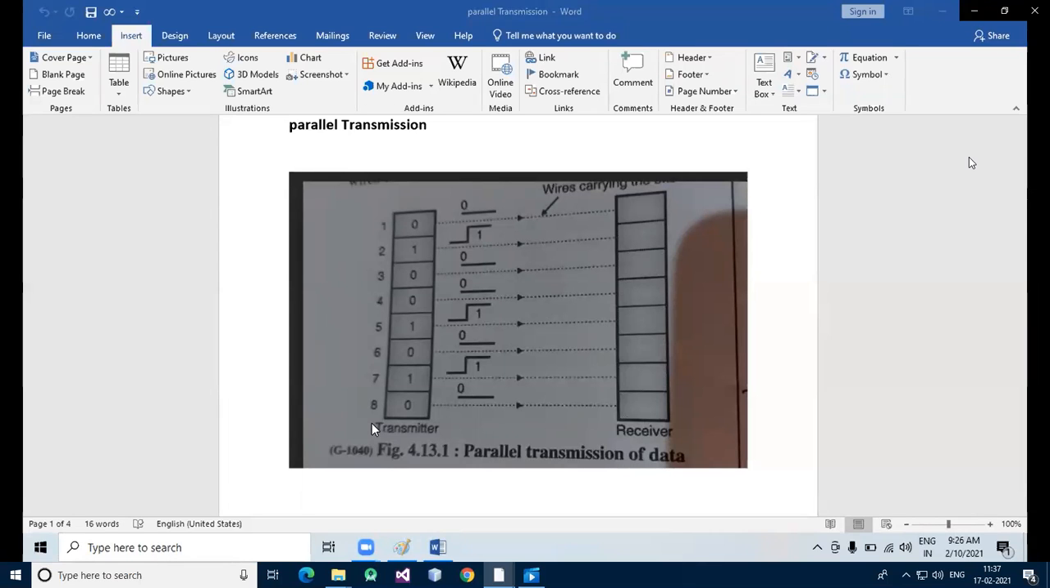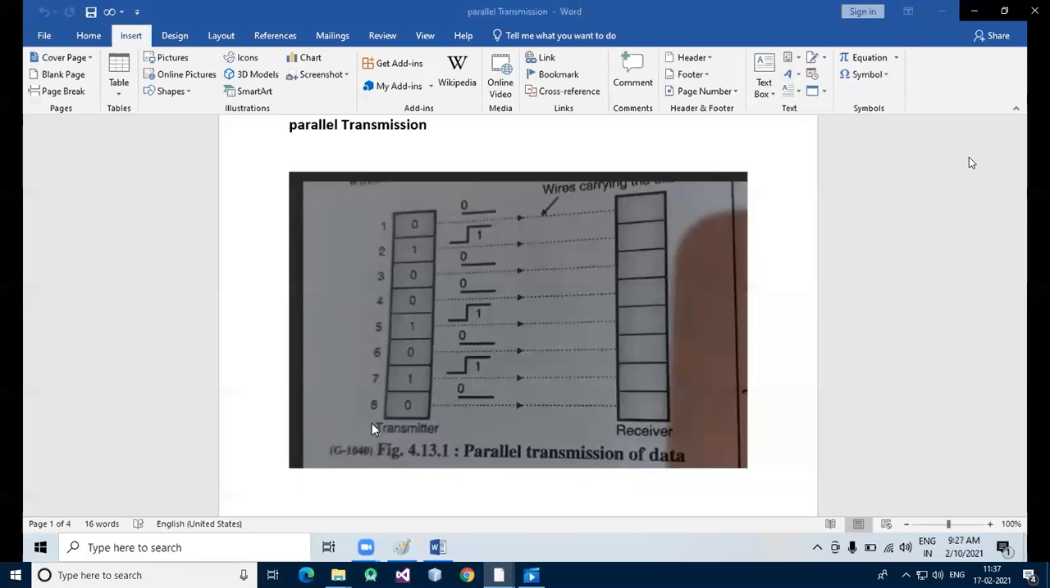So advantages of parallel transmission: all the data bits will be transmitted simultaneously. Therefore, the time required for the transmission of an n-bit word is only one clock cycle. The serial transmission will require n number of clock cycles for transmission of a word.